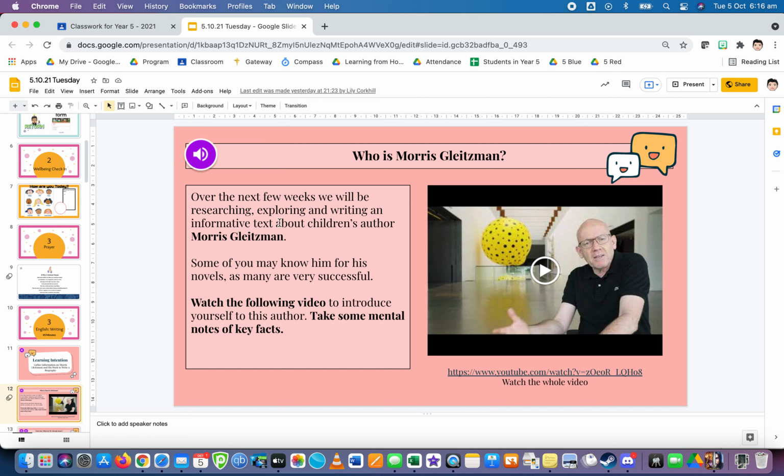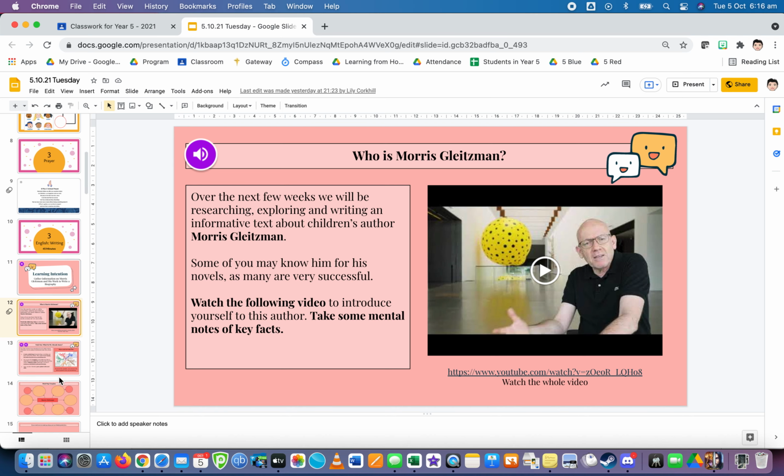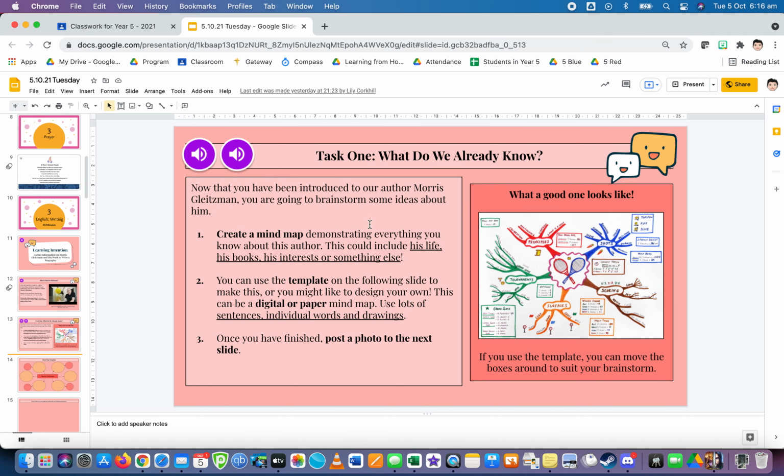Over the next few weeks, we'll be researching, exploring, and writing information text about author Morris Gleitzman. Have a look here. Task 1, what do we already know? So you're going to create a mind map, demonstrating everything you know about this author. This could include his life, his books, his interests, or something else. So break them into sections and then branch off in the sections. That's how you do a good mind map.